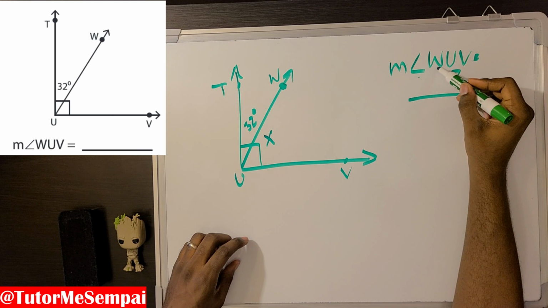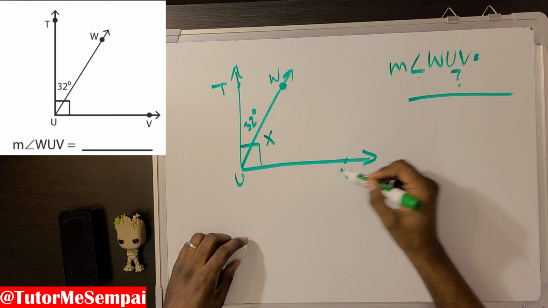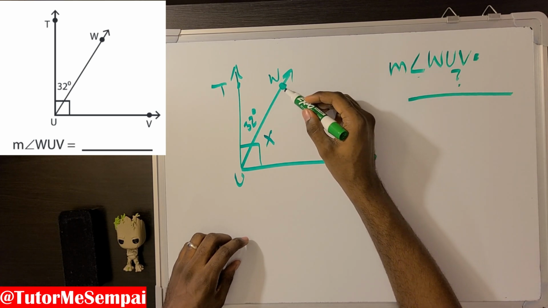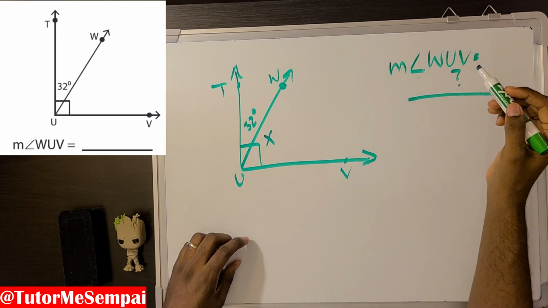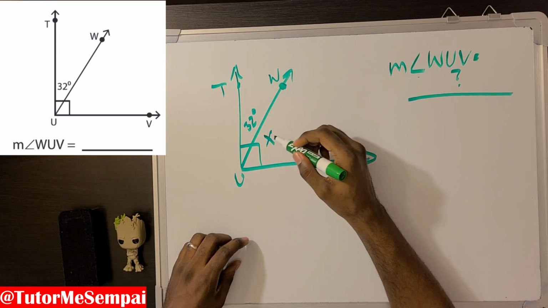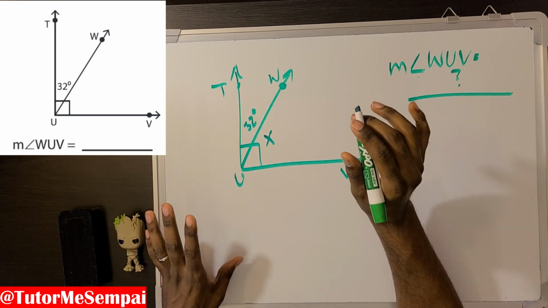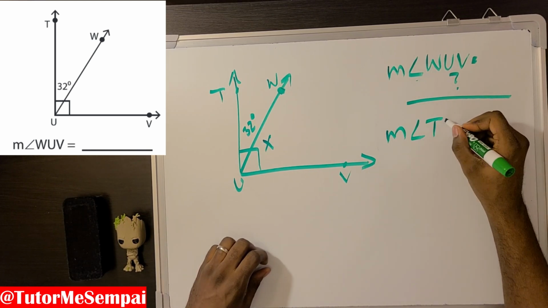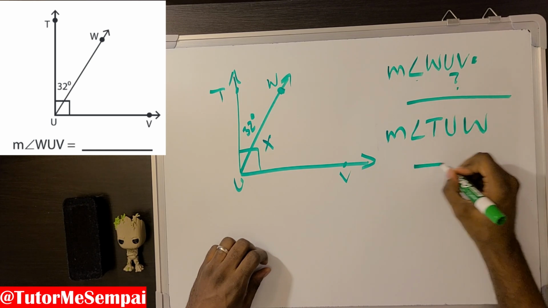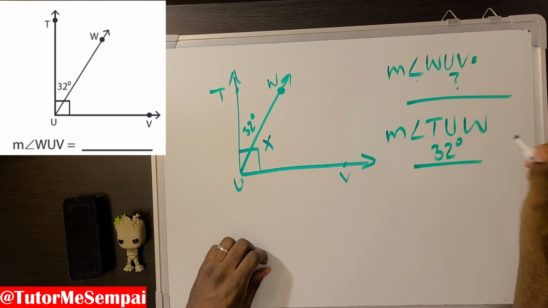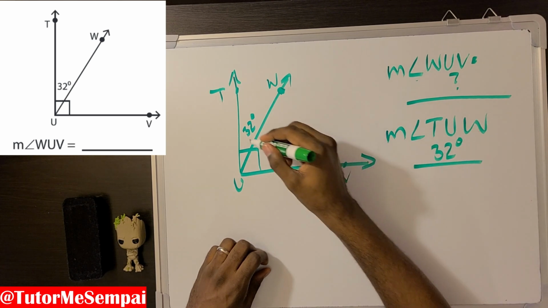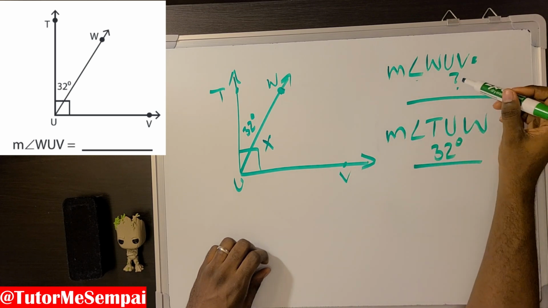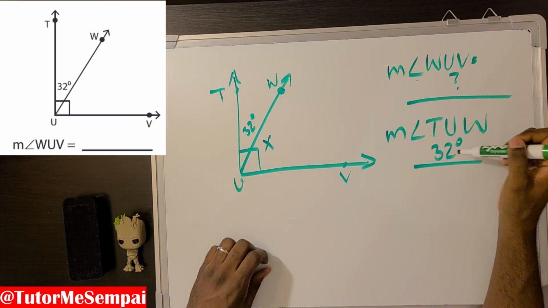Now, if you start with the first letter and trace the angle to the end, that is how you find what angle this is talking about. So WUV is that angle, and it wants us to find the measure of that angle. So we put an X here and we will find X. We already know the measure of angle TUW. That is 32 degrees. So you see this right angle here is broken up into 32 degrees and X. We're going to solve for X, but we already know that we have 32 degrees to work with.